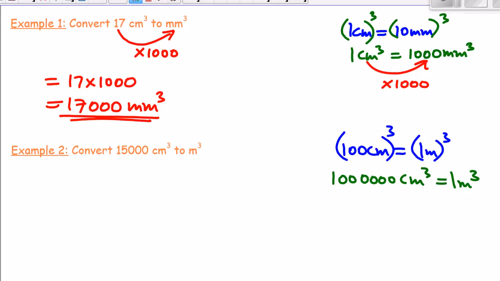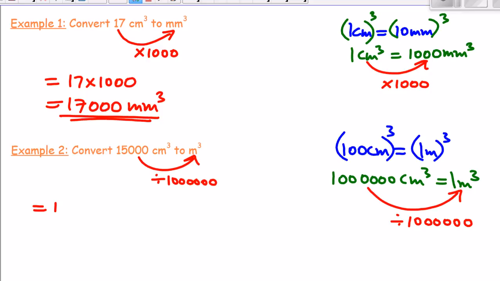And of course, when you move from the left to the right, you're going to divide by 1 million. So to convert from here to here, we divide by 1 million. Our answer will be 15,000 divided by a million, and that will give us 0.015 meters cubed.